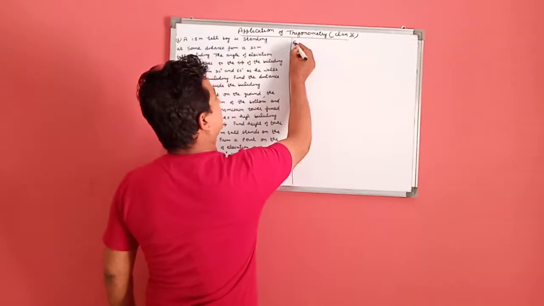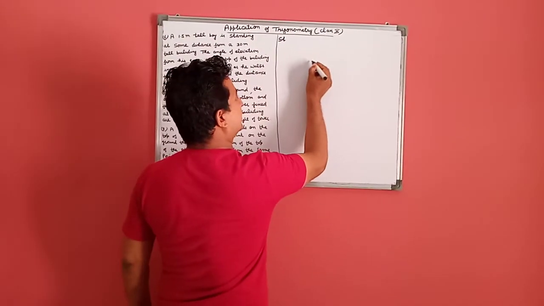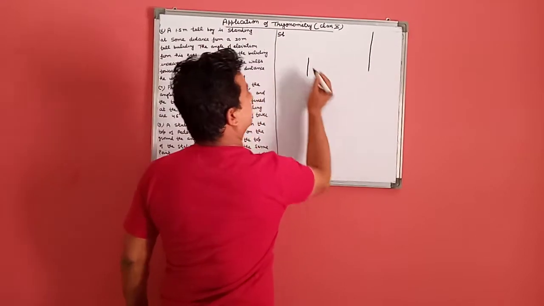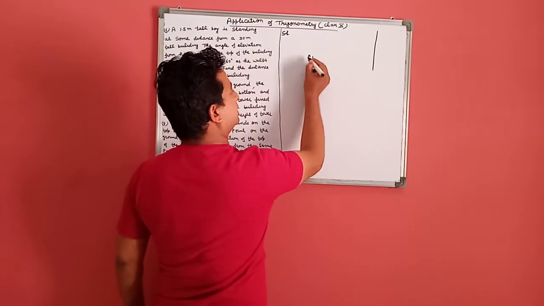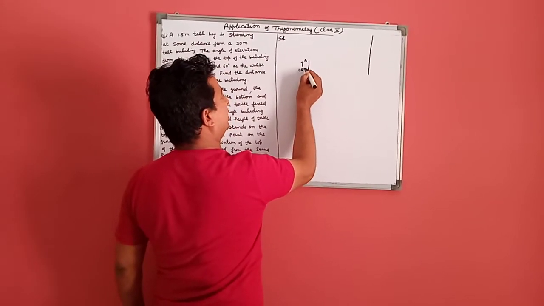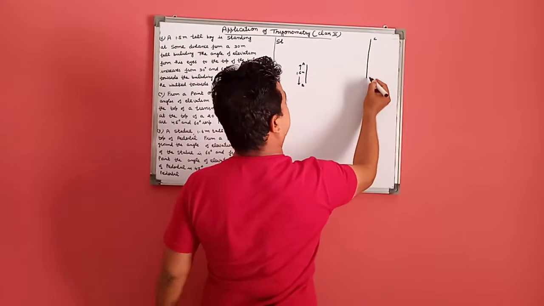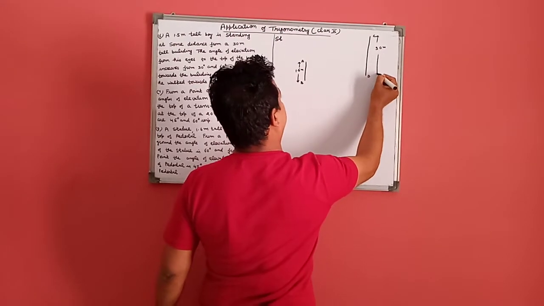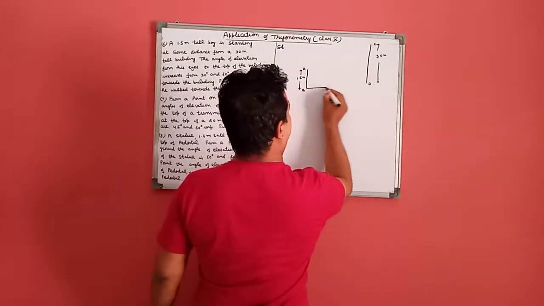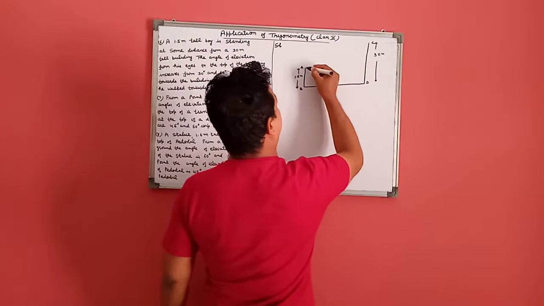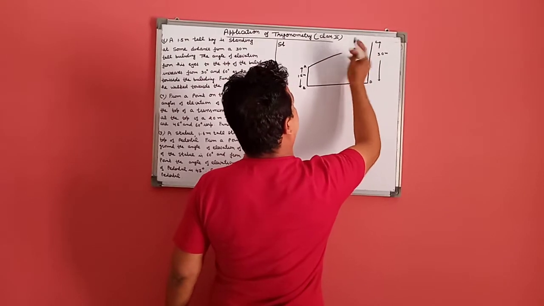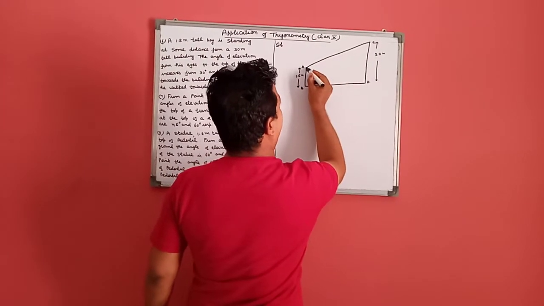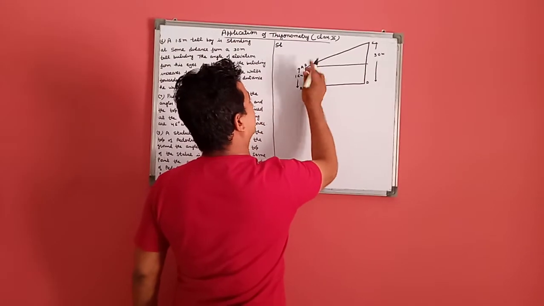In the solution, first of all we draw the figure. This is the boy, this is the building. AB is the boy whose height is 1.5 meter and CD is a building whose height is 30 meter. First of all we draw the angle of elevation from the top of his eyes. This is the angle of elevation from his eye to the top of the building. This is point D and this is A.